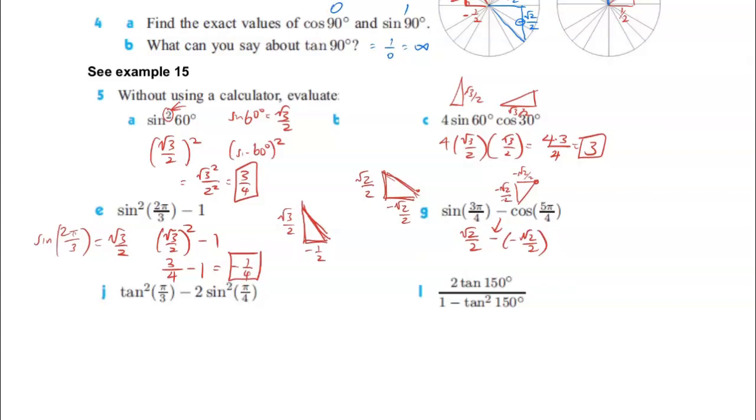So now we have square root of 2 over 2 minus negative square root of 2 over 2. So we need to do square root of 2 over 2 plus square root of 2 over 2. And this is just equal to 2 square root of 2 over 2. And the 2's cancel out, so we just get square root of 2.